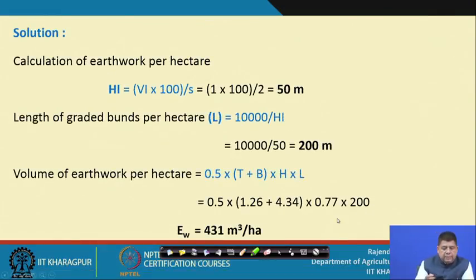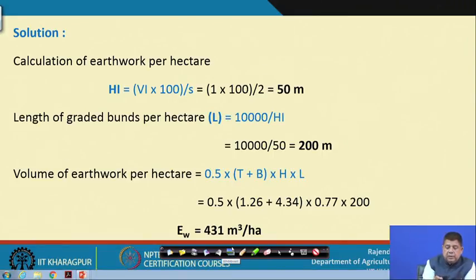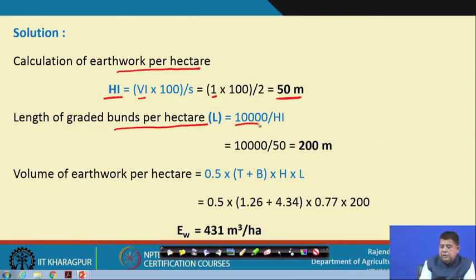Now, in the second part we have to calculate the earthwork, and for earthwork per hectare we require the horizontal interval, and we already know the relationship between horizontal interval and vertical interval. The value of vertical interval is given. So, horizontal interval comes out to be 50 meters. So, length of graded bund per hectare is 10,000 square meters divided by HI in meters, that is around 200 meters, and the volume of earthwork per hectare is cross section times length.